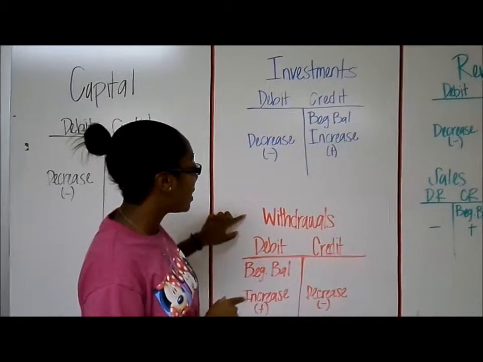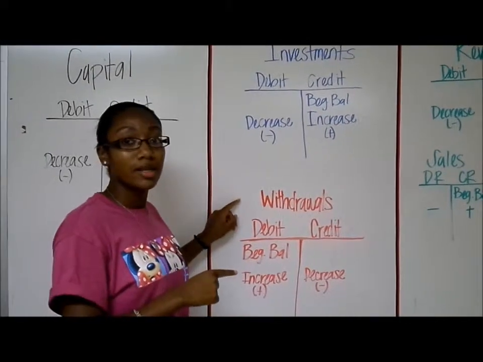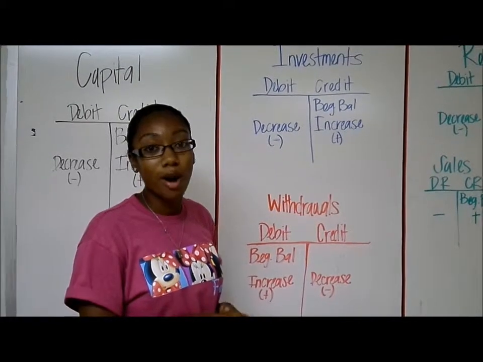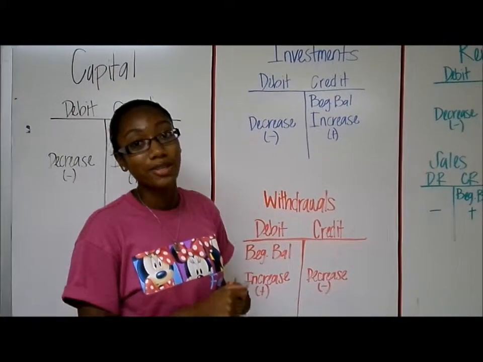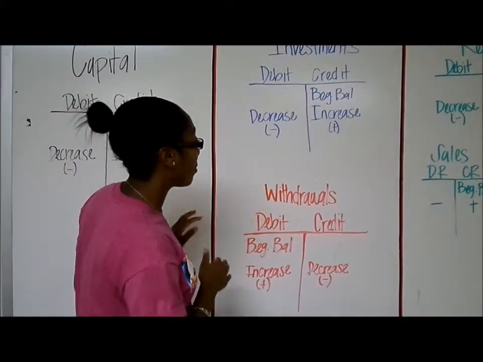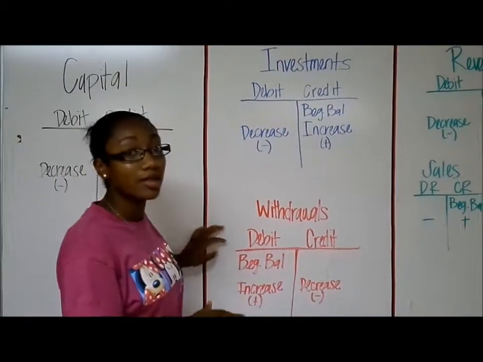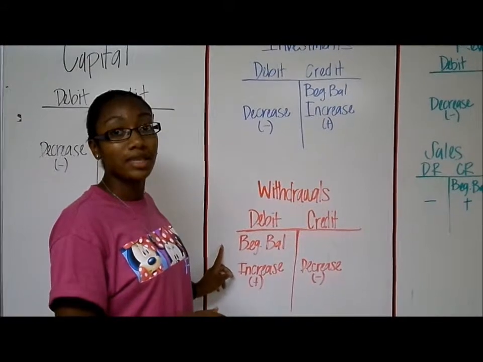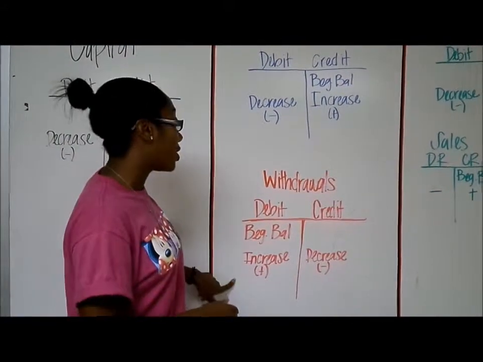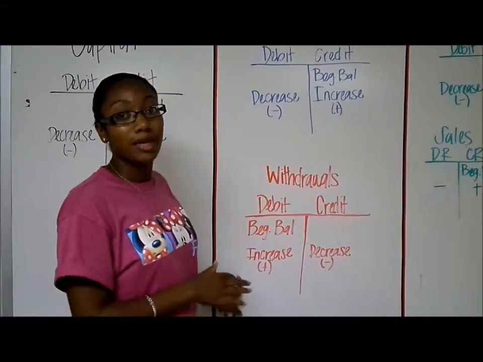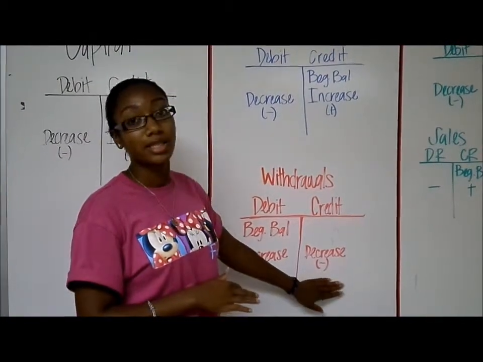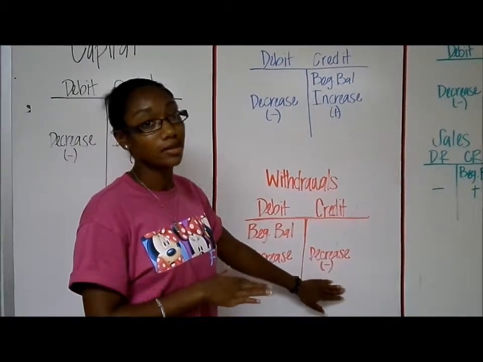So the next one is withdrawals. Now withdrawals are any assets that the proprietor wants to borrow from the business. So this would be a decrease to capital. So in withdrawals, the beginning balance is going to be on the debit side of the T account, and any increase to withdrawals would be a debit to withdrawals, and any decrease to withdrawals would be a credit.